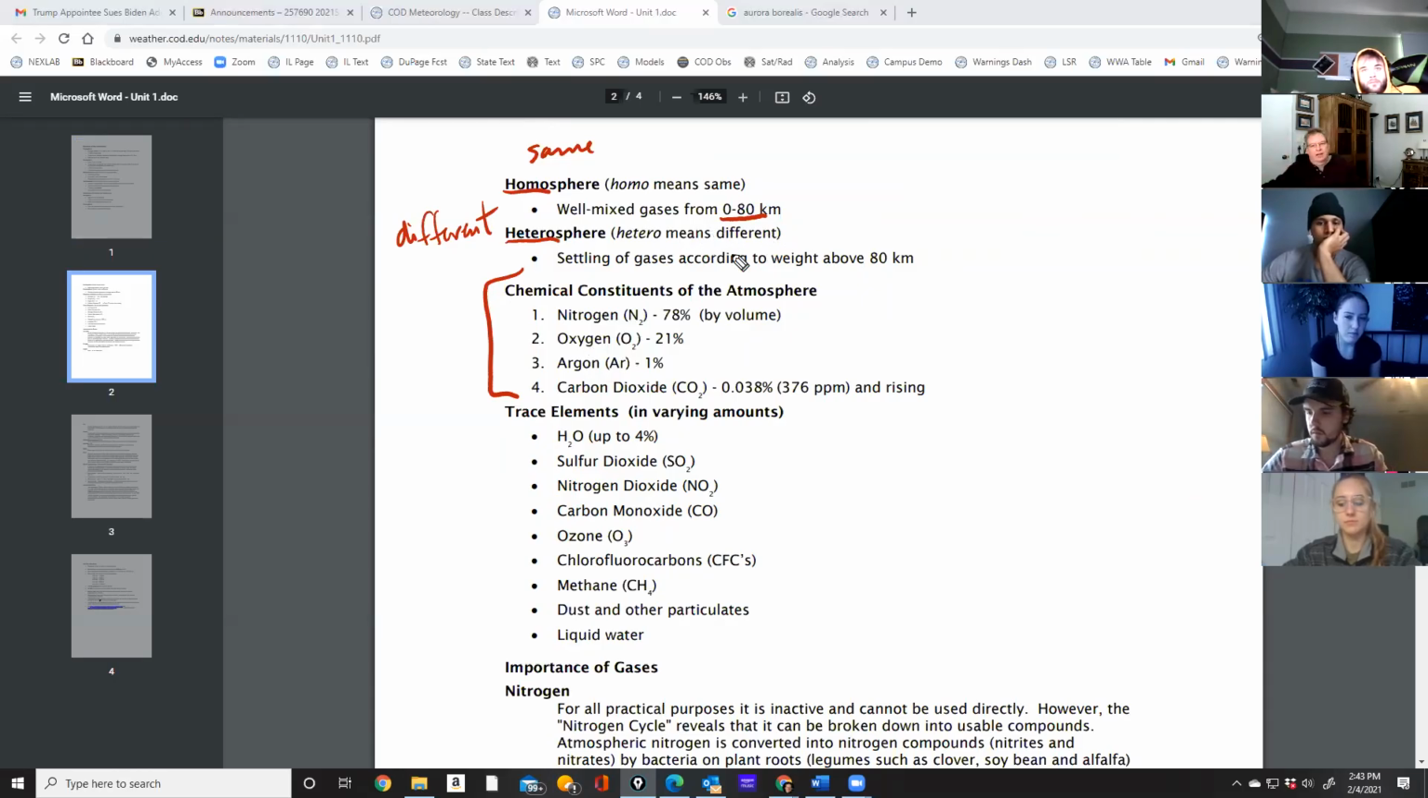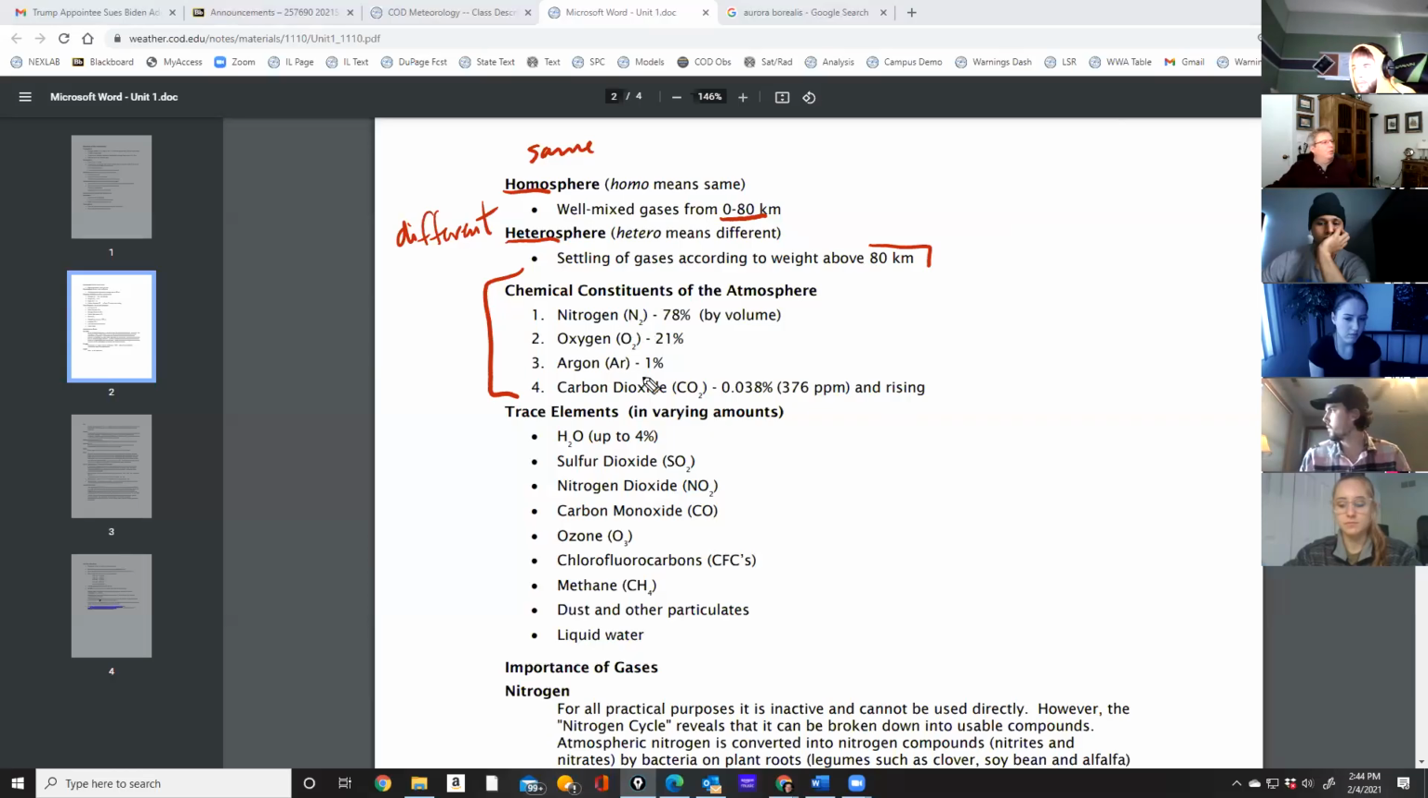It's all kind of mixed up. Above that, the gases settle according to weight. So think about vinegar and oil, right? If you took salad dressing, vinegar and oil, and shook it up, it would all be mixed. But if you give it time, the heaviest stuff sinks to the bottom and the oil comes to the top. So you layer it. The heaviest gases are on the bottom. The lightest gases are on the top.